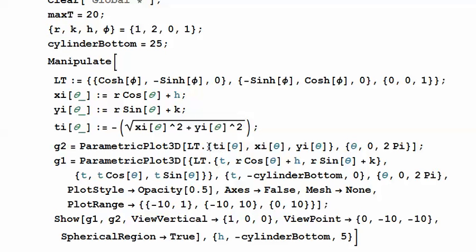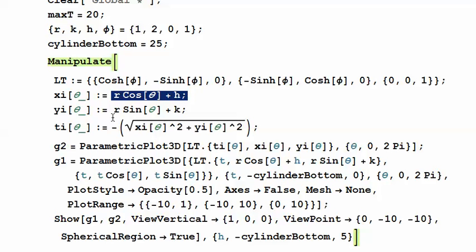Okay, so now let's look at this matrix operation here. You'll see that what this does is a 3D parametric plot of a Lorentz transformation of coordinates ti of theta, xi of theta, yi of theta. What is ti of theta, xi of theta, yi of theta? Well, this is letting theta go from 0 to 2 pi, and ti, xi, and yi of theta just represent, well, it looks like this cone.